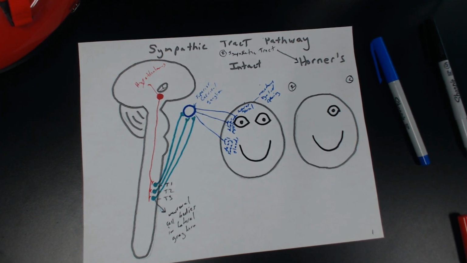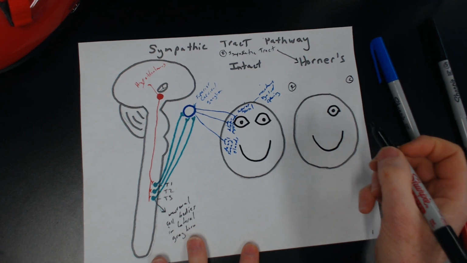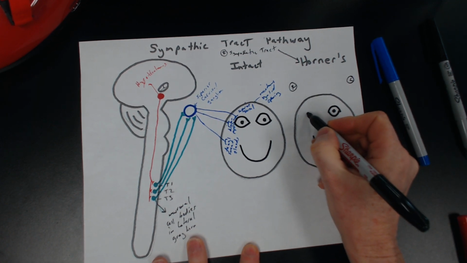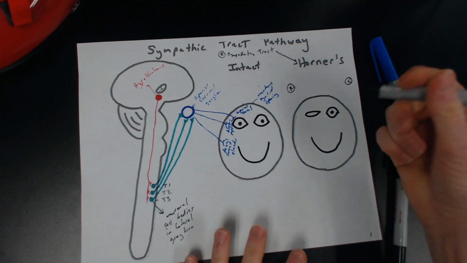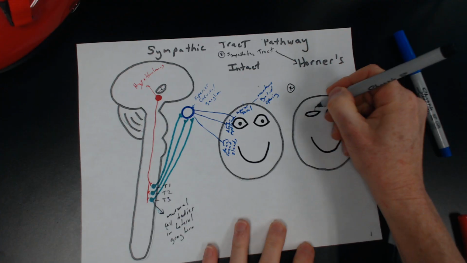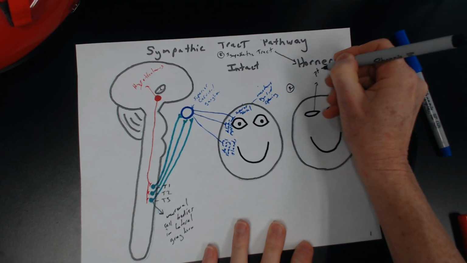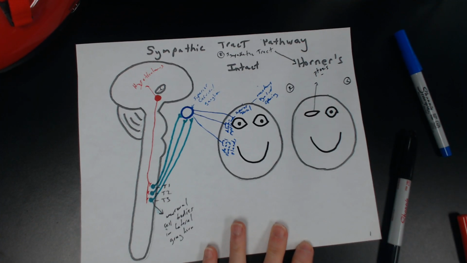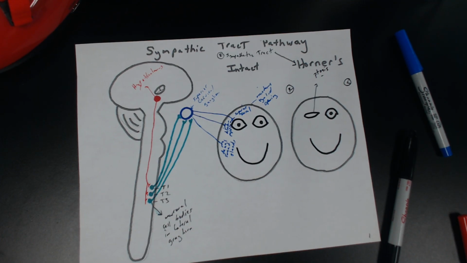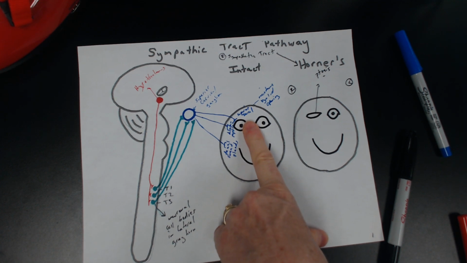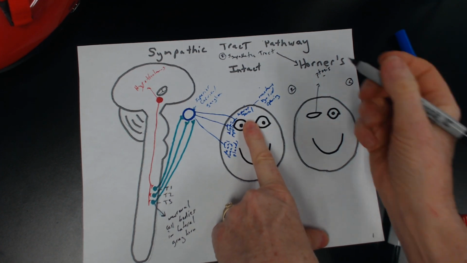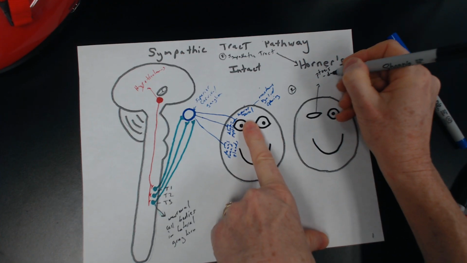So the first part of the Horner syndrome presentation is called ptosis, P-T-O-S-I-S. Ptosis is just a fancy word for drooping eyelid. That person's not able to maintain their eyelid fully open because innervation to the superior tarsal muscle has been damaged. So ptosis is nothing more than a drooping eyelid.